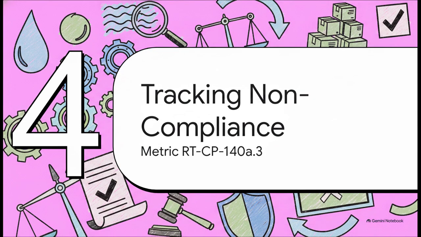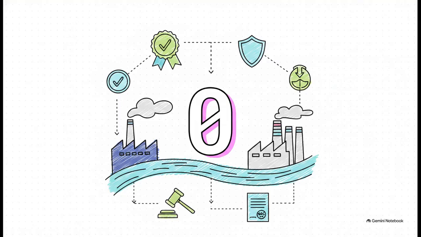Section 4. Tracking Regulatory Noncompliance. Let's decode metric RTCP 140A 3.4. Now we reach the regulatory teeth of the standard. It's one thing to have a nice strategy. It's another to actually follow the law. For any packaging manufacturer, the ideal target state is a massive 0. This metric demands the disclosure of the total number of incidents of non-compliance associated with water quality permits, standards, and regulations. A 0 means absolutely no incidents that resulted in formal government enforcement actions. That is the ultimate goal.